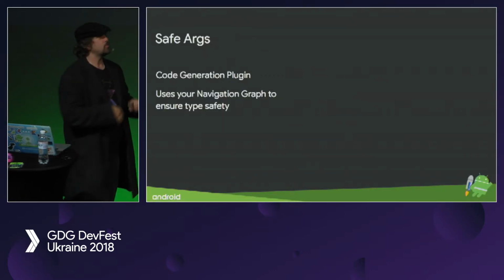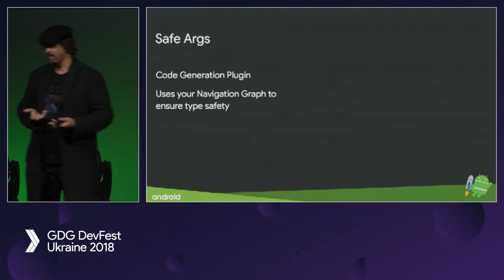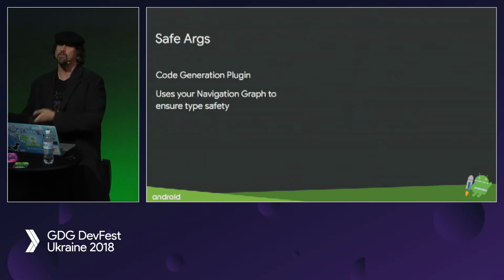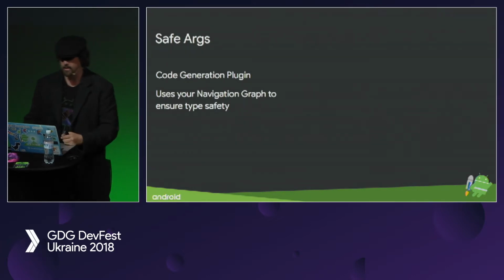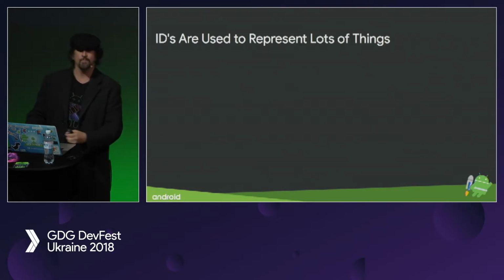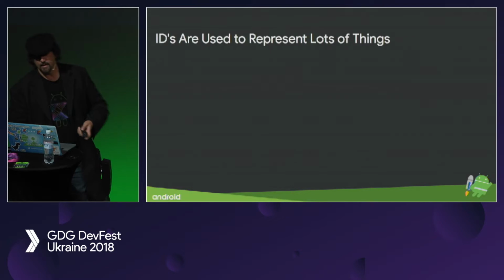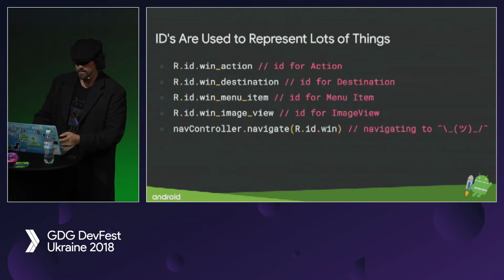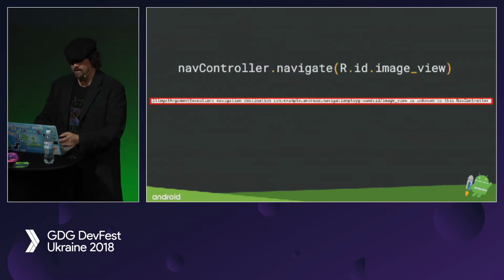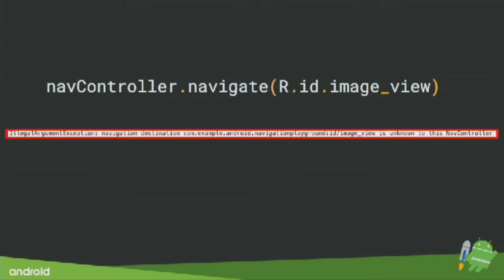Well, this is a code generation plugin. It helps catch errors in your code at compile time, and it also eliminates a lot of the boilerplate involved with passing arguments into your fragment. So as all of you know, Android IDs are used to represent tons of different things. And this is slightly problematic because it leads to a problem. You can name things to try to make things better, but you could try to navigate to an image view, and that's fine. Nothing will complain about this, and you'll end up getting a completely illegible error.